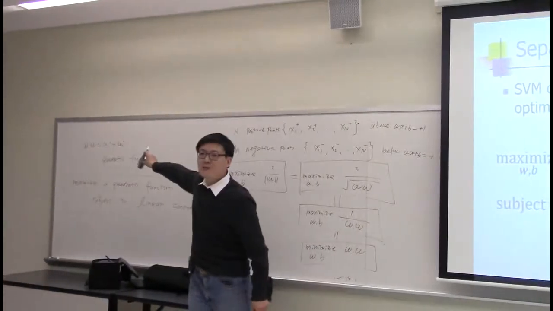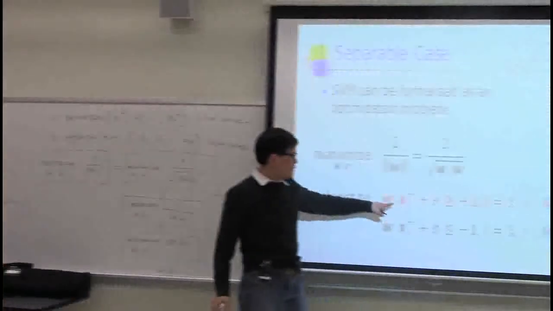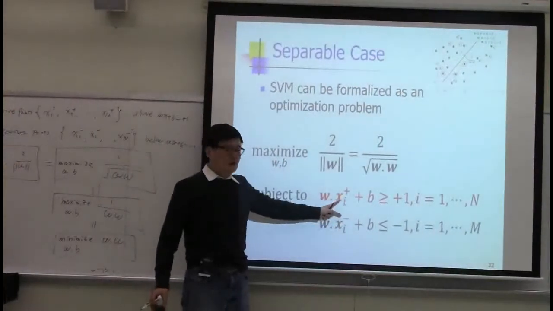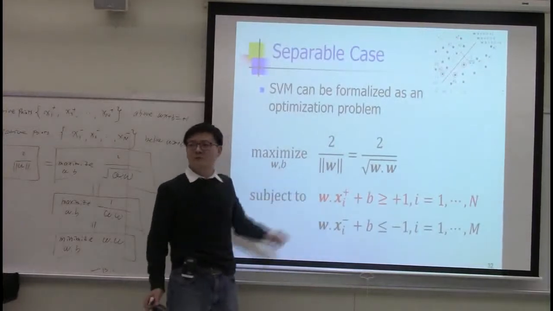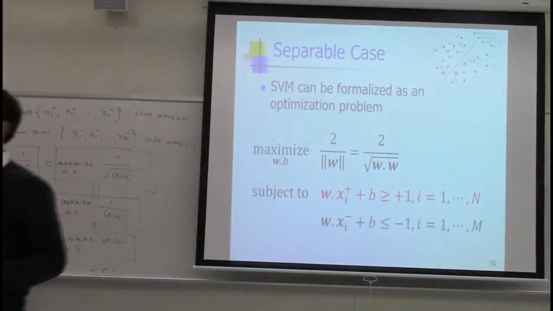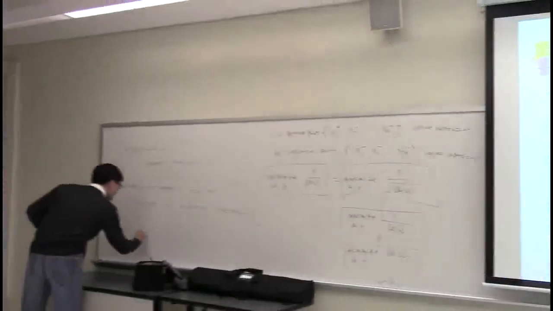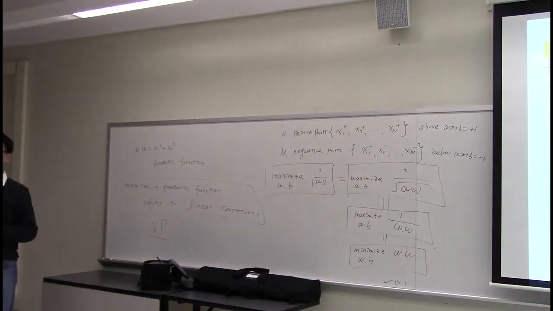W1 square plus W2 square subject to linear constraint. Keep in mind, x_i plus and x_i minus are given, right? Only W and B are unknown. Okay? So this is called a QP problem, called quadratic programming.